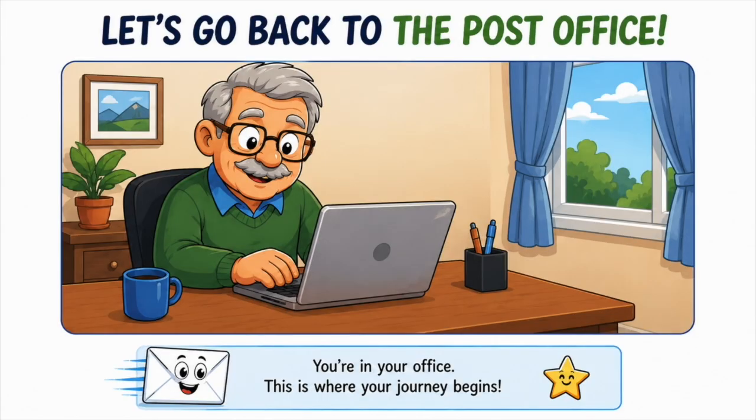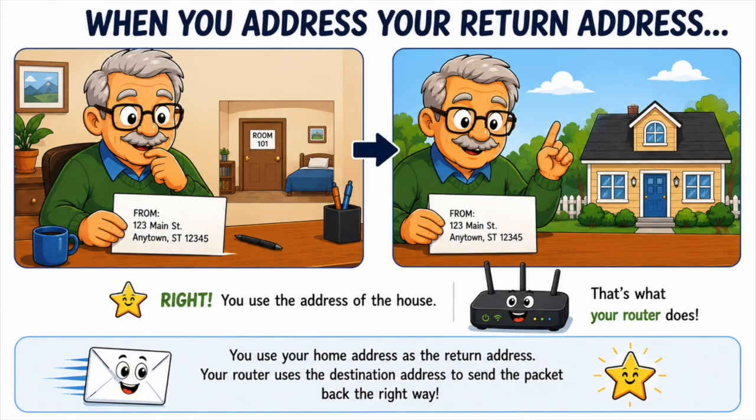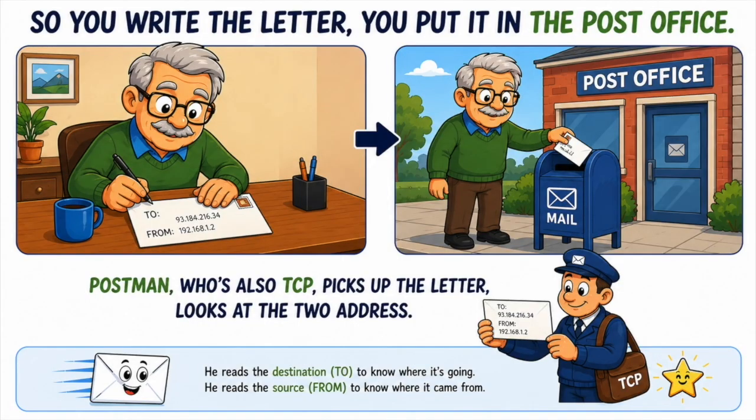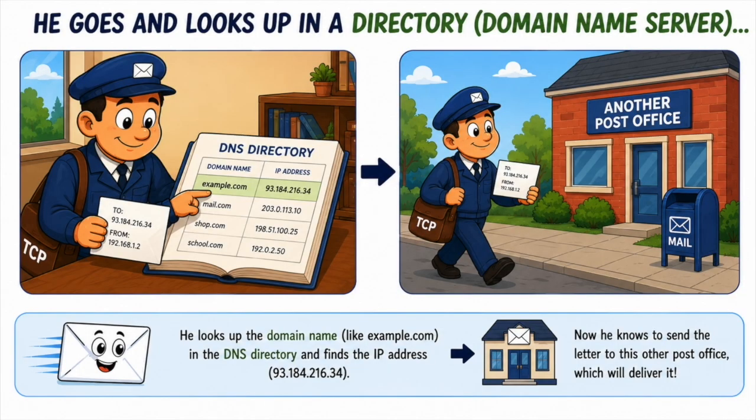You are sitting at your desk at your home. You are in your office. You address your return address. Do you use the address of your room or the address of the house? Right. That's what your router does. So you write the letter, you put it in the post office. The postman, who's also TCP, picks up the letter, looks at the to address. It says, all right, how do I get the letter with this address to that destination? Well, it goes and looks up in a directory, the domain name server, saying, for this address, I need to send it to this other post office who will take care of delivering it.